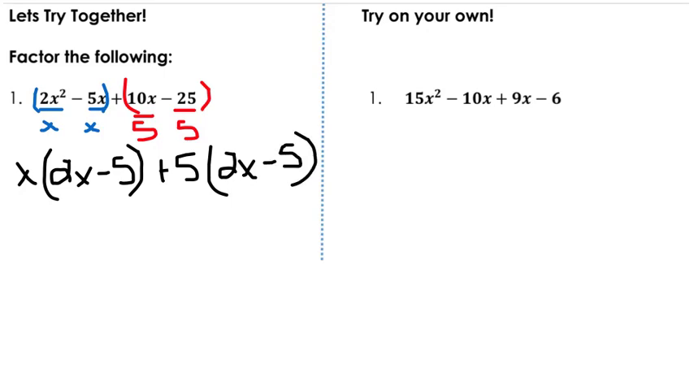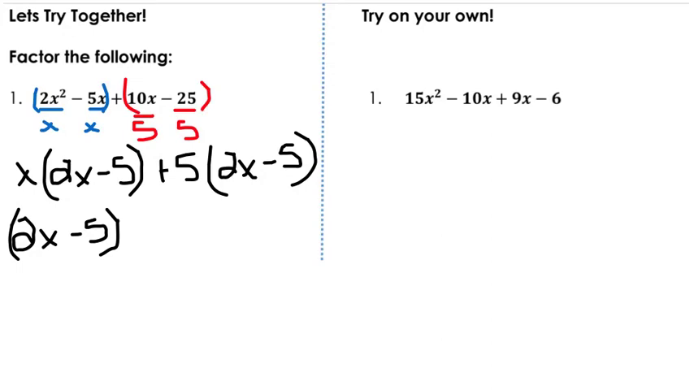For step 3, we want to write the common or the matching binomial as one factor. So we should be able to see the common binomial here is we have a 2x minus 5 here and a 2x minus 5 here. So all I'm going to do is write that out front, 2x minus 5. That's my common binomial.